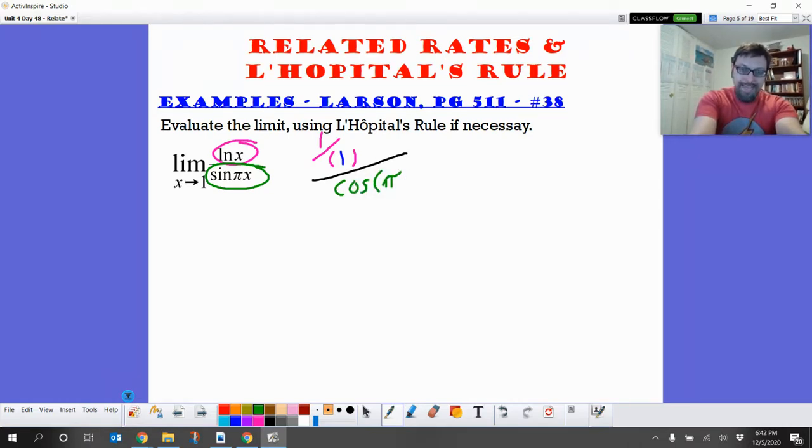But I don't want to do it at x, I want to do it at 1. But I do need to follow the chain rule, and I need to do the derivative of the inside. So the derivative of the inside is going to be just pi.